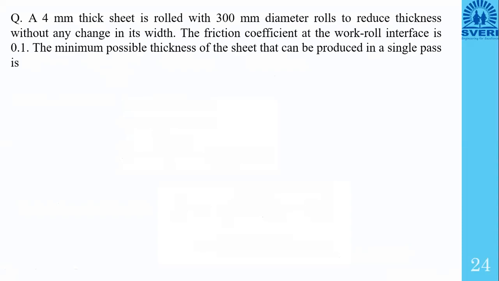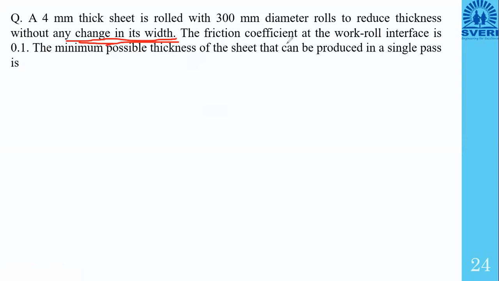Okay, this is one more example. A 4 mm thick sheet is rolled with a 300 mm diameter roll to reduce the thickness without any change in the width. What is given? We have to focus on such words: without any change in its width. Because we have already discussed, when thickness is reduced, length and width may change. But here what is given? Without changing its width. Width is not changed means definitely length is increased.